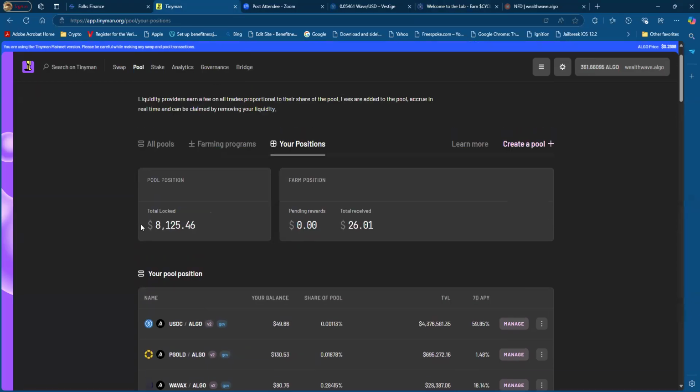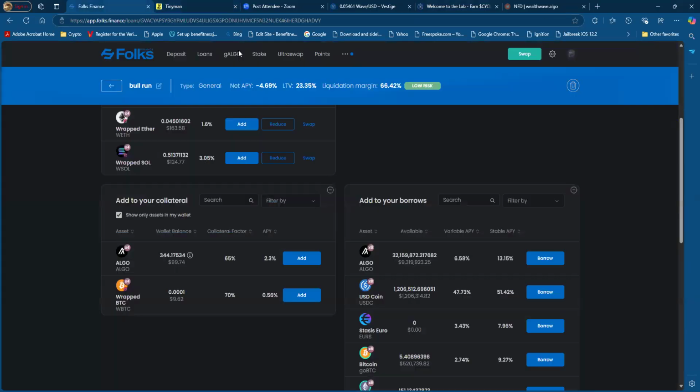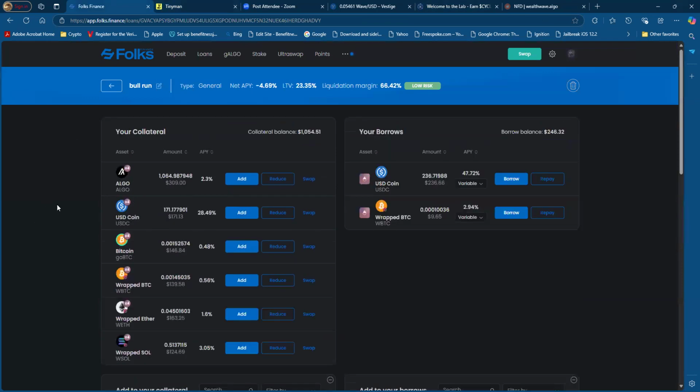And so that's how you really run a bag up without having to have a huge bag in the first place. And all of this, this particular wallet right here, all of this I started with $300. I made a loan on folks with $300.